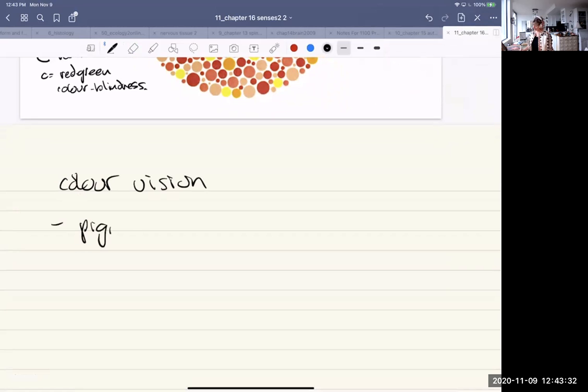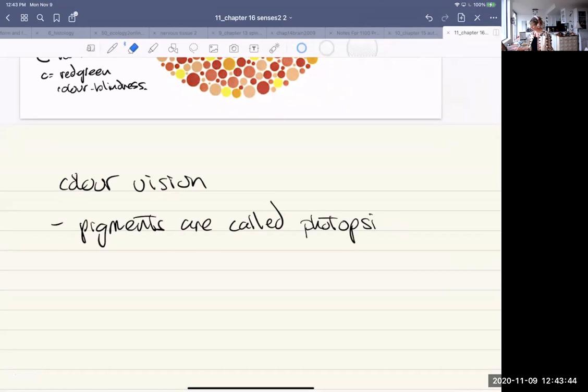The pigments are called a photopsin. Some really good notes somewhere. Where did they go?